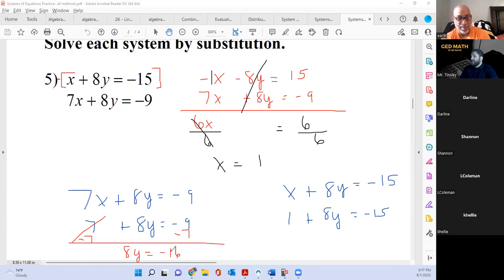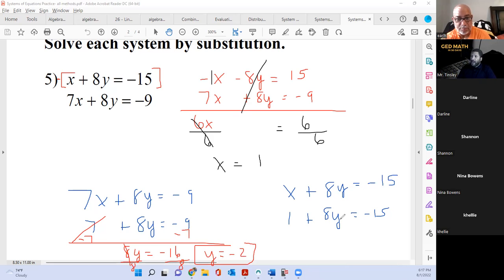So 8y equals negative 16. To get y by itself, what do we need to do? Divide by 8. Divide both sides by 8. The 8's cancel. We get y is equal to negative 2. Now, again, the reason why I'm showing you this is because it doesn't matter what equation you use.